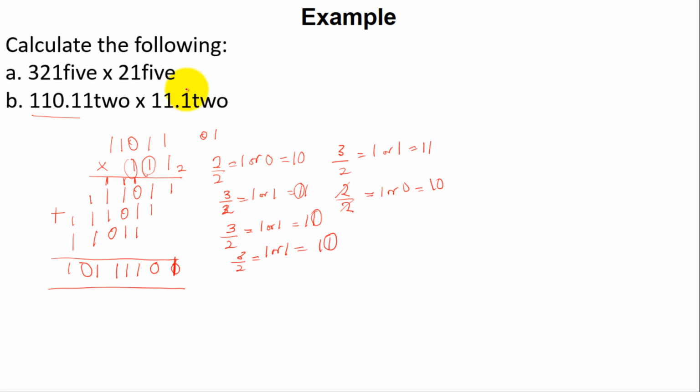But I remember how many digits there were before the decimal point. 1 here, 1 here, and another 1 here, making 3. Therefore, all I need to do is to count from the back. 1, 2, 3, then apply my decimal point and put 2 here. Therefore, the answer to that question will be 11.101 in base 2. That is very, very simple.